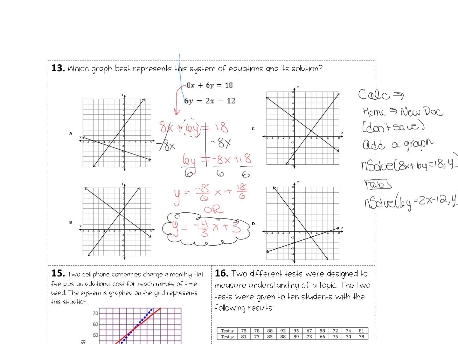You're going to take your other equation, 6y equals 2x minus 12. The y needs to be by himself, so you need to divide everyone by 6. And again, you can leave it as y equals 2 over 6x minus 12 over 6, or you can write y equals and reduce 1 over 3x minus 2.